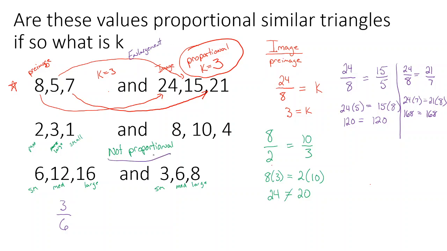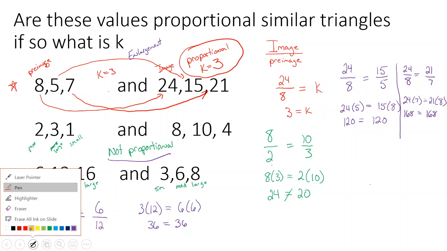These ones were not proportional, so it doesn't matter. But if this works out, this is going to be a contraction. Okay, so 3 is to 6 as 6 is to 12. So if I cross multiplied, I'd have 3 times 12 is equal to 6 times 6, or 36 is equal to 36. So there's a good chance that these will be proportional.